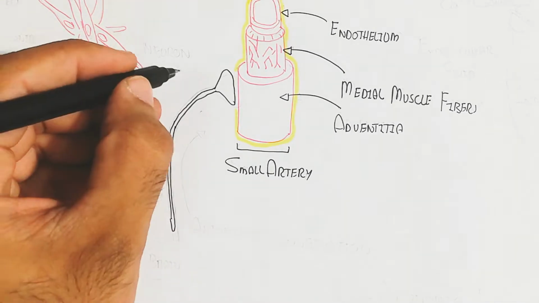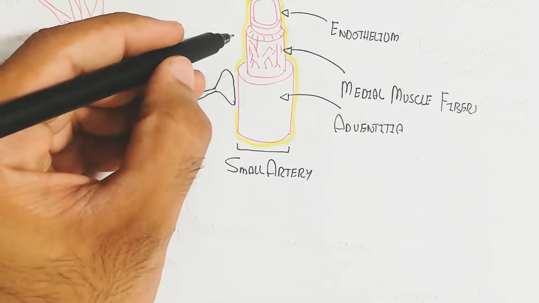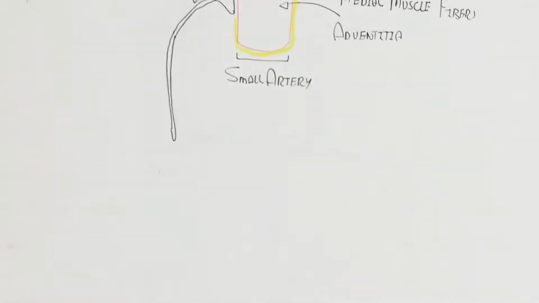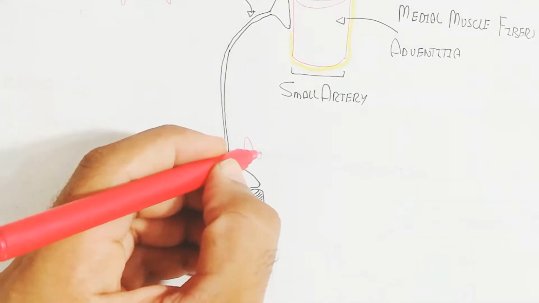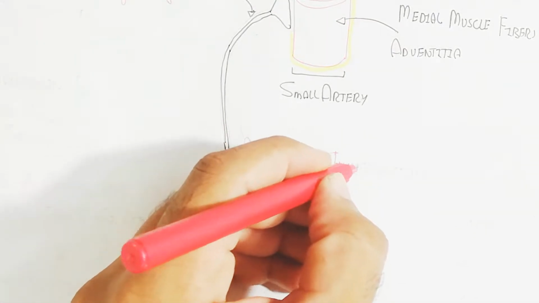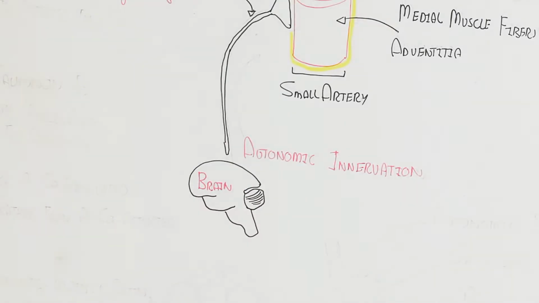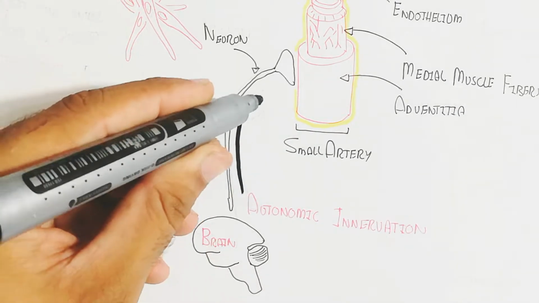Anyhow, this is the brain which controls the autonomic innervation, and this is the neuron. So this is the autonomic innervation.